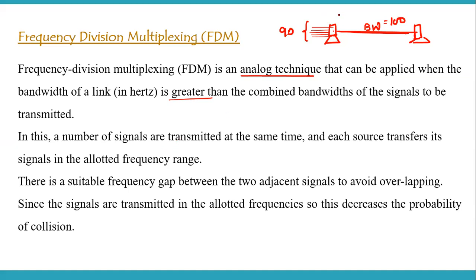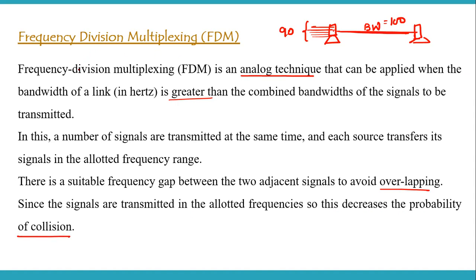So what will happen is that each and every signal will have its own frequency range, and each signal has to be transmitted in that particular frequency range that is allotted to it. So there's a suitable frequency gap between the two adjacent signals to avoid overlapping. Since the signals are transmitted in the allotted frequencies, this decreases the probability of collision.